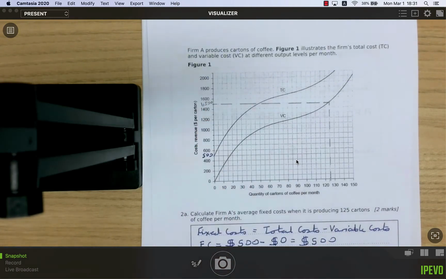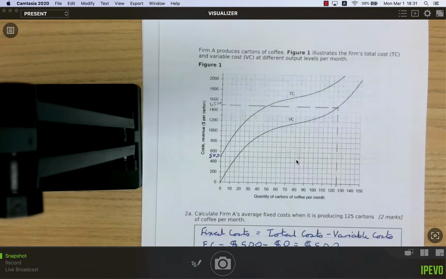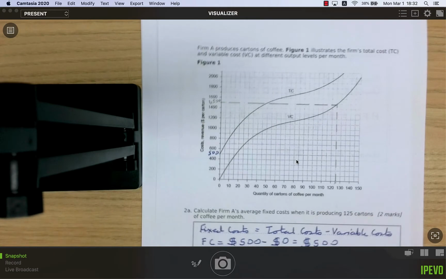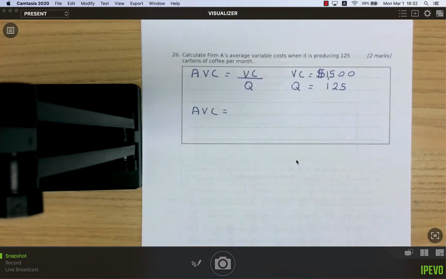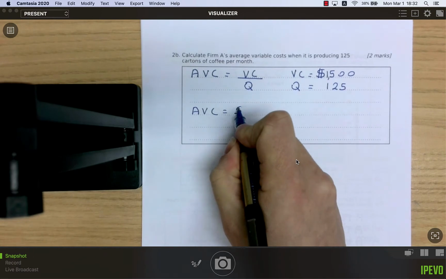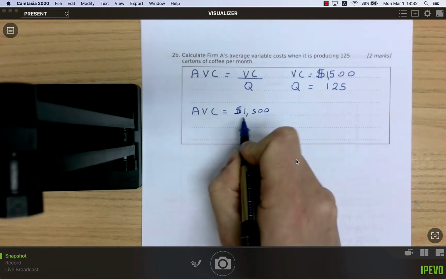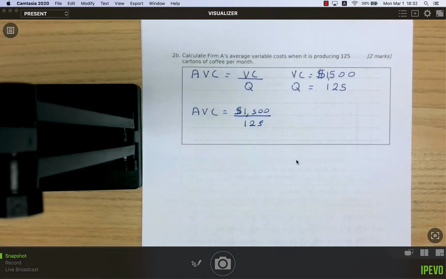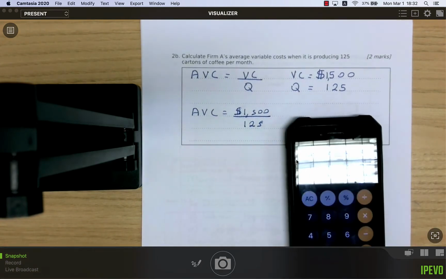Now, to get the average variable cost at a quantity of 125, I have to take my variable cost, which is 1,500, and divide it by 125, and that's what I'm just doing right here. Now, just getting my cheat sheets together. So what I have here now is 1,500 divided by 125. Excuse me. And I'll work it out here.